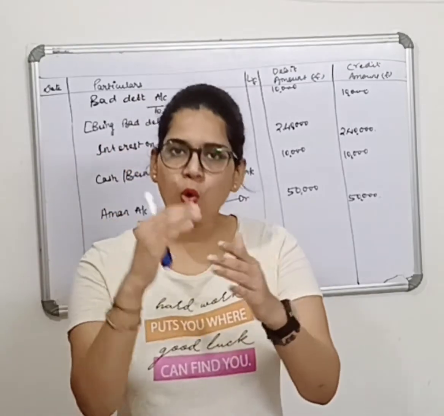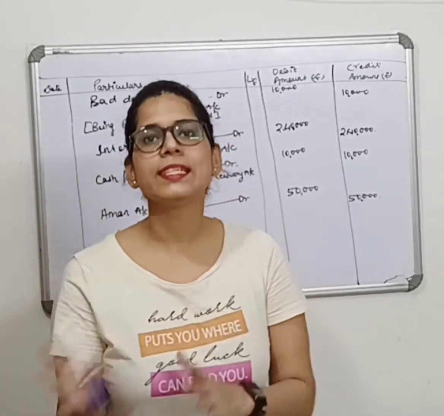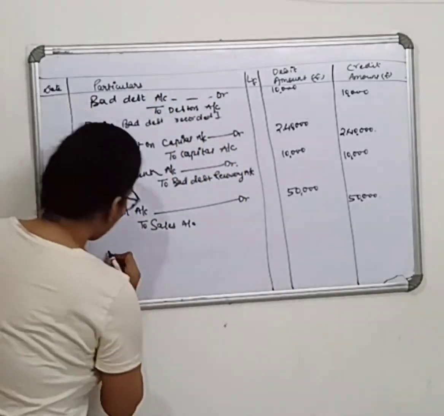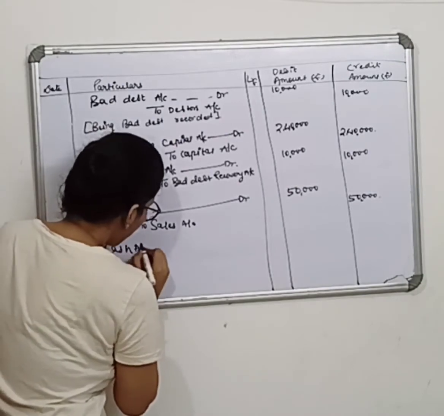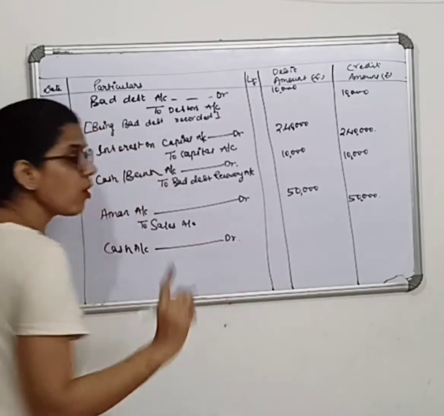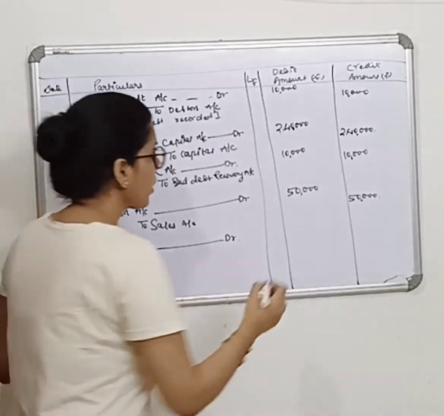So the whole transaction for this full settlement entry will be cash account debit. Cash account gets debited for the 48,000 that he is paying.